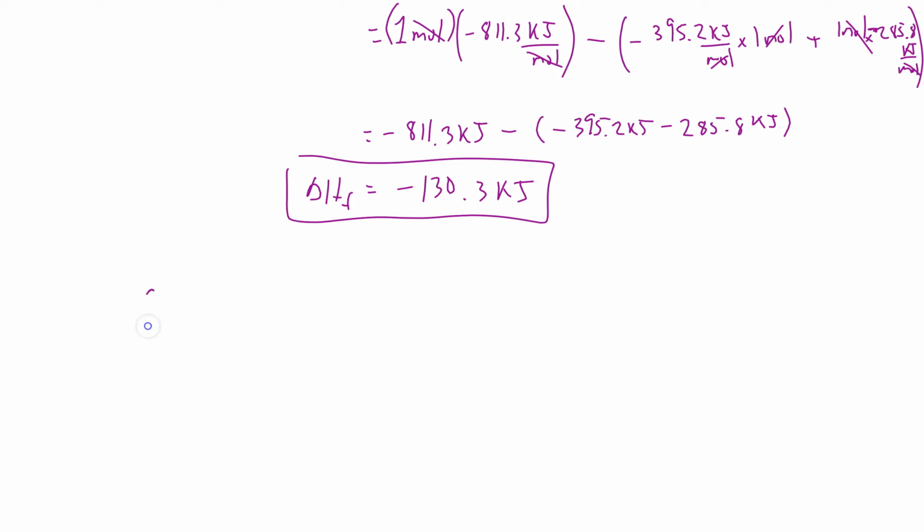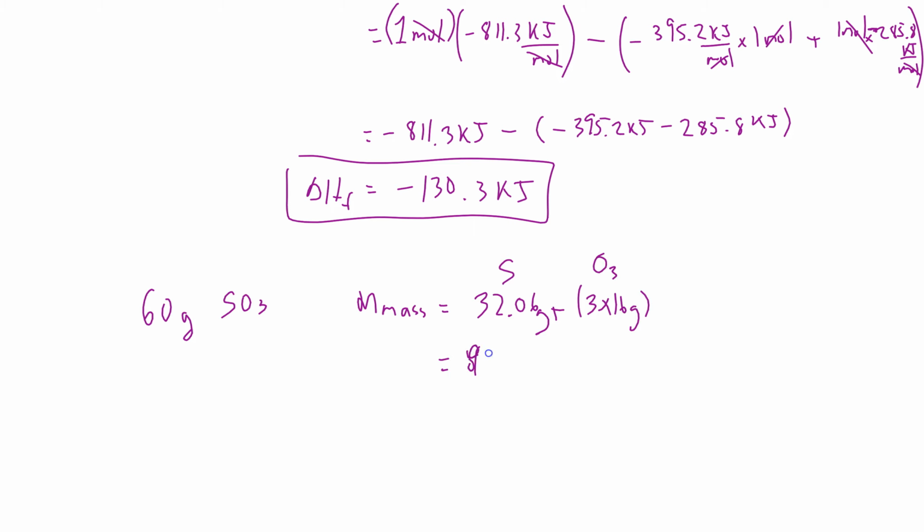But now we have 60 grams of SO3, and we know that the molar mass is equal to 32.06 plus 3 times 16 grams. That's the S, and this is the O3, which gives us 80.06 grams. So now we want to determine the number of moles.